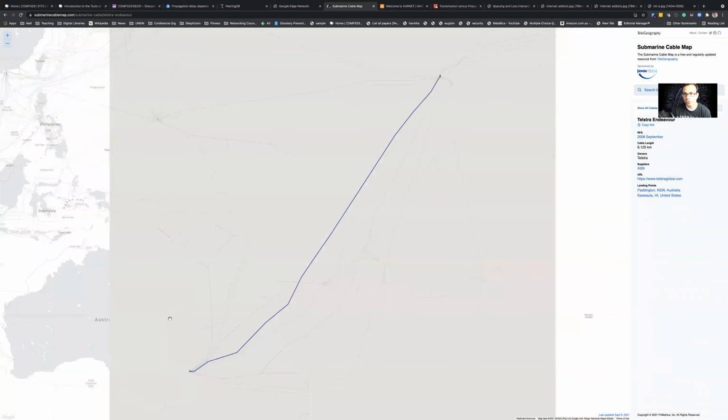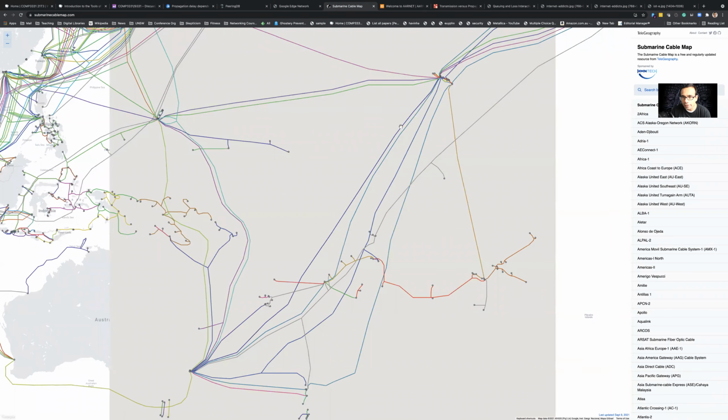So for example, let's look at this one. This one is actually deployed by Telstra, as you see here. That's the length of the cable, over 9,000 kilometers. Does it actually tell us how much traffic it's carrying? Maybe not. In any case, you can have a look at this later, right? It's just amazing to look at some of this, right?